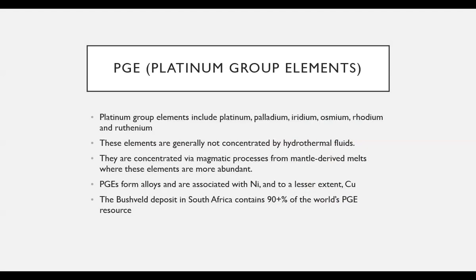Platinum group elements, a range of them: platinum, palladium, iridium, osmium. These are mostly concentrated in layered magmatic intrusions and can be associated with things like nickel. So they're mostly associated with ultramafic rocks.